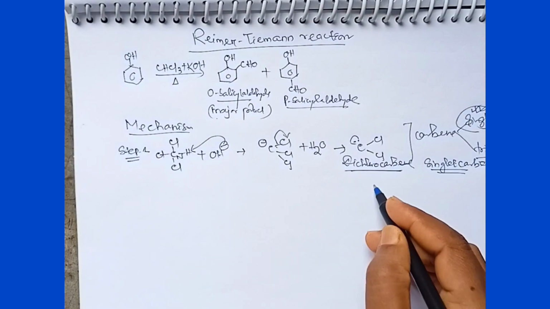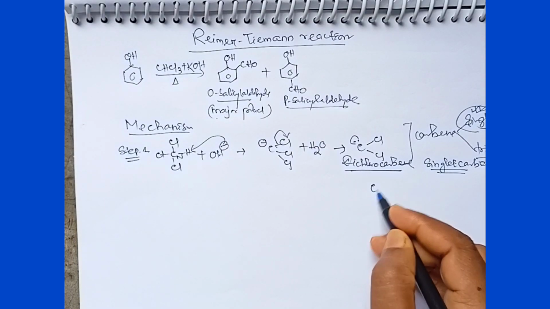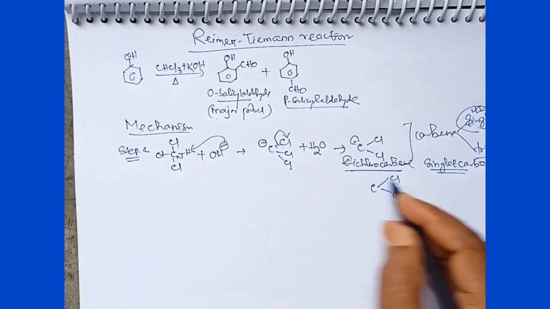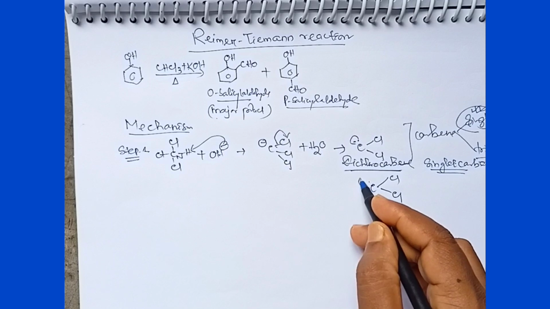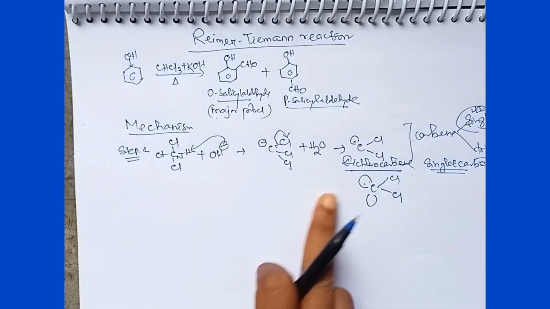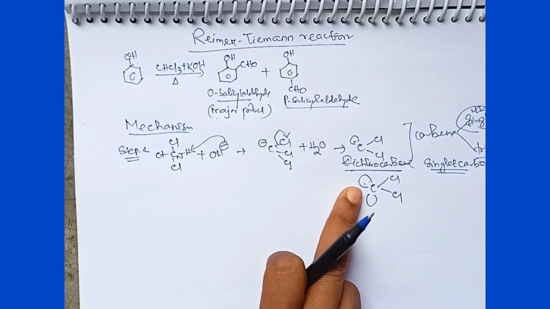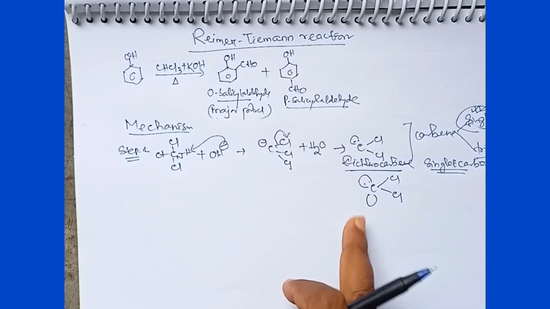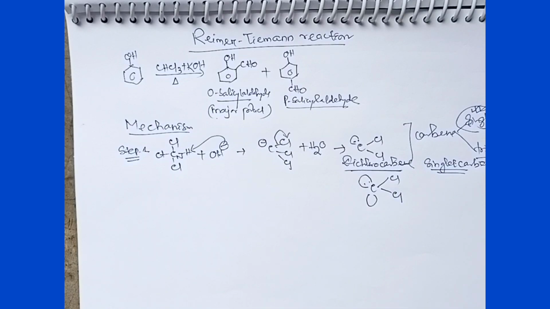Okay, singlet. Suppose here one orbital is vacant and one orbital is occupied. A lone pair is present in one orbital. So this is the singlet carbene.